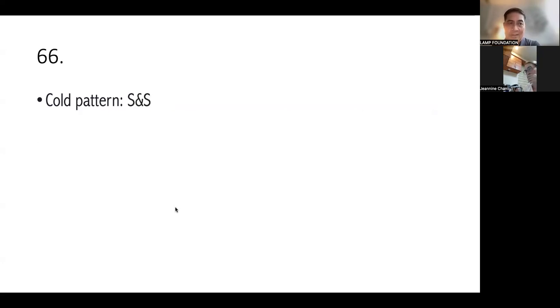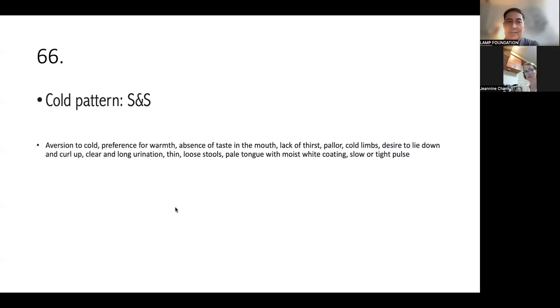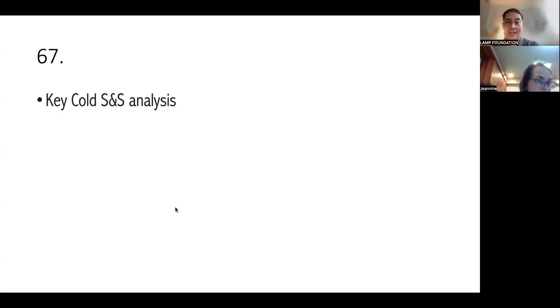Very good. Signs and symptoms of cold pattern. Let's start with the pulse and tongue. A pale tongue with moist white coating, the pulse is slow or tight. Very good. So what are the other symptoms and signs? Aversion to cold, preference for warmth, absence of taste in the mouth, lack of thirst, cold limbs, desire to lie down and curl up, clear and long urination, thin, loose stools. Very good.